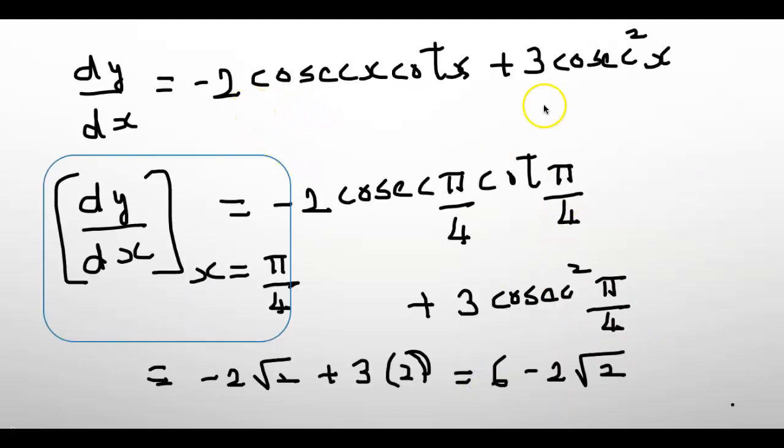So this is your dy by dx, you need to calculate dy by dx at x equal to pi by 4. So if I substitute x equal to pi by 4, I get minus 2 cosec pi by 4 cot pi by 4 plus 3 cosec squared pi by 4. Sin pi by 4 is 1 by root 2. So cosec pi by 4 is root 2, cot pi by 4 is 1, plus 3 into 2, because cosec pi by 4 is root 2, so cosec squared pi by 4 is 2. So I get 6 minus 2 root 2, which is your answer.